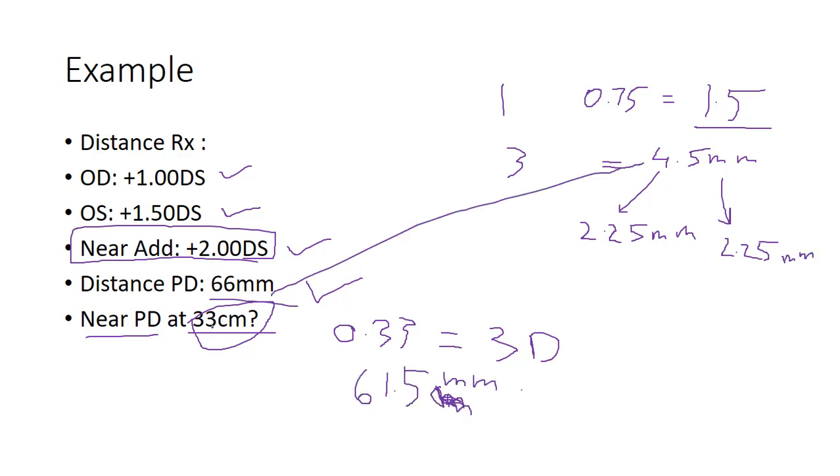So the near PD at 33 centimeters for this patient will be 66 millimeters minus 4.5 millimeters. We will get 61.5 millimeters.